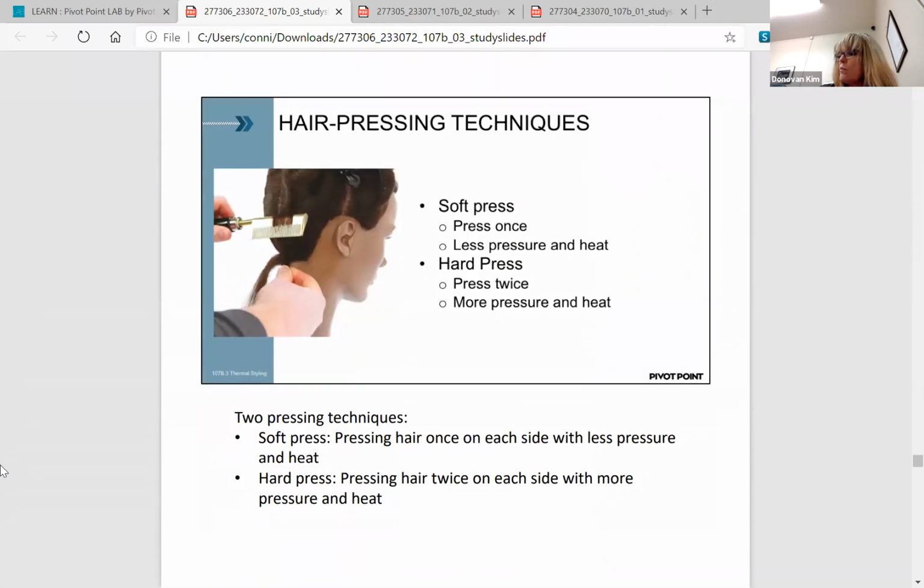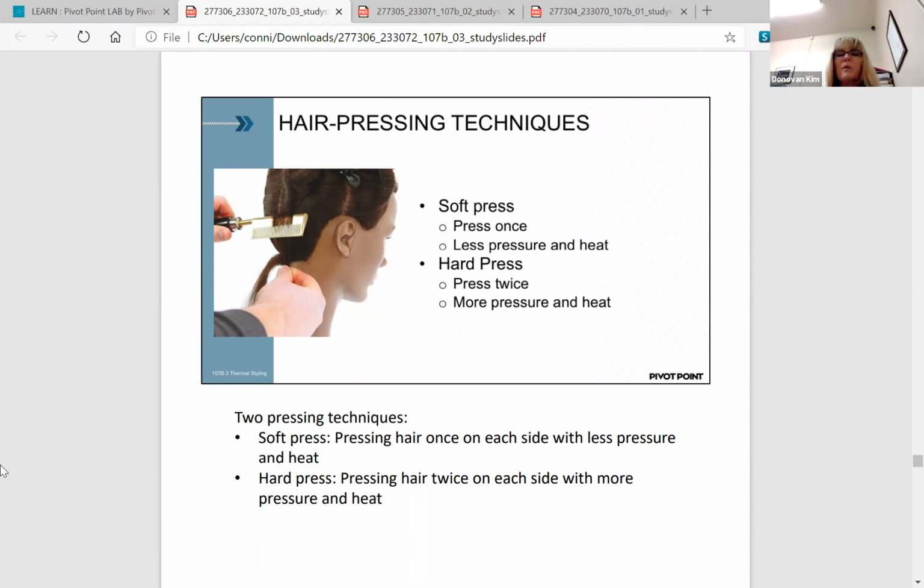So when it comes to these pressing ones, you have a hard press, which is twice on the top of the hair, twice on the bottom of the hair. And then you have a soft press, which is once on the top of the strand of the hair and once on the bottom of the strand of the hair. Less pressure on a soft press than on a hard press, get it, hard, soft.